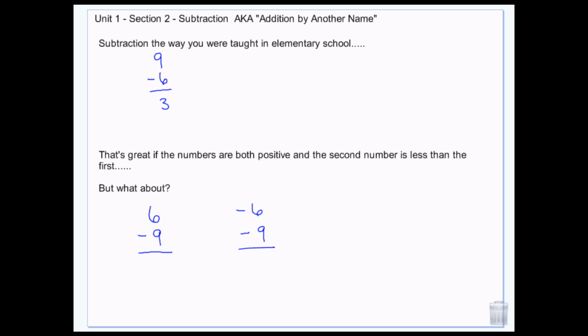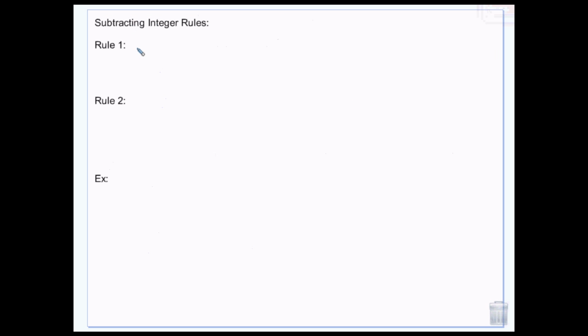So here's how we would work those out. Okay, what we do, the first thing when we're subtracting integers is we're going to change the problem to adding the opposite. Okay, and the opposite of a positive is a negative. The opposite of a negative is a positive, right? Negatives and positives are opposite of each other. So we're going to change the problem to adding the opposite, and then we're going to follow the addition rules.